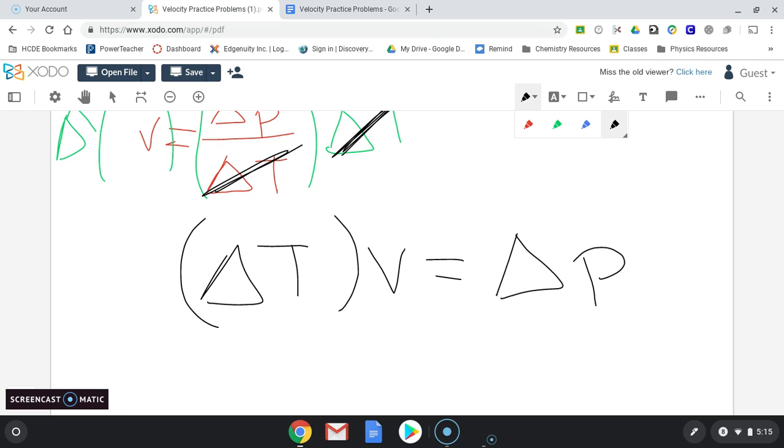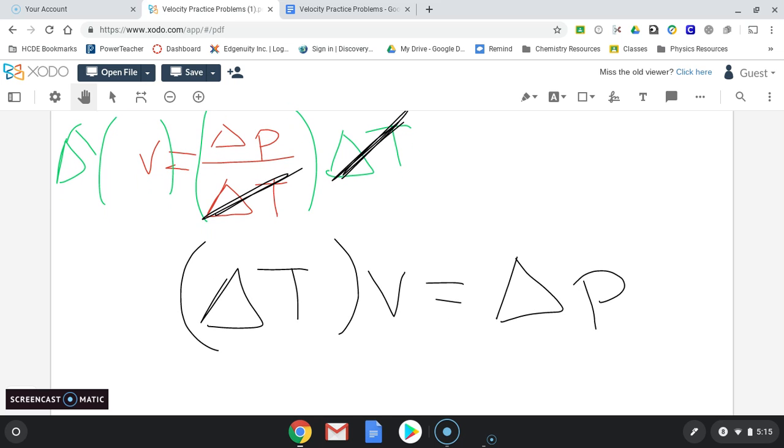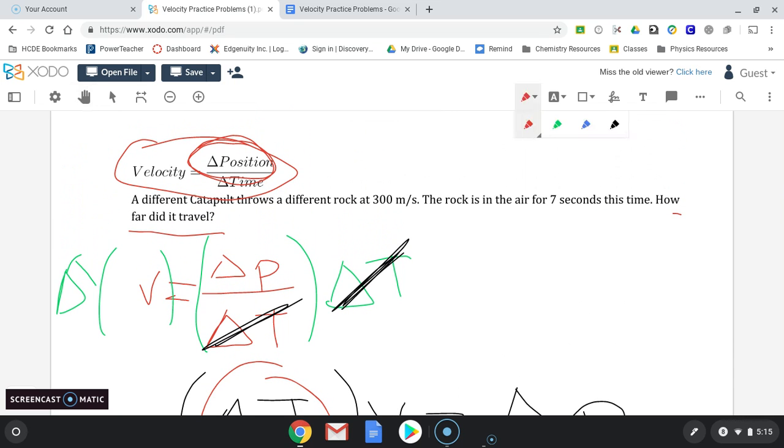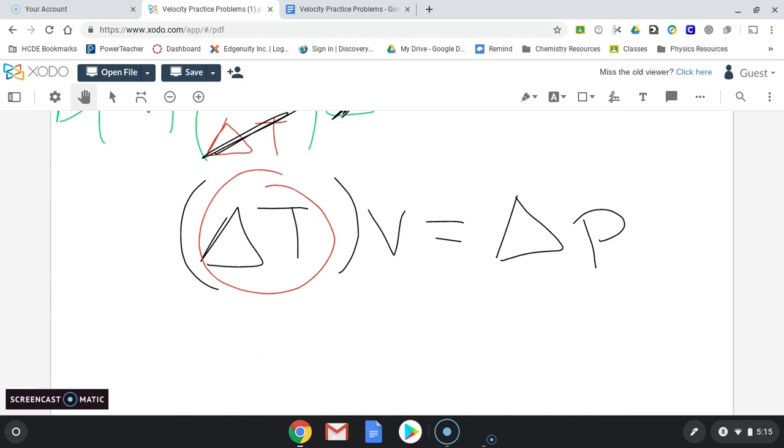And so what we need to do now is fill in this information from our question. Let's start with finding delta T. When we look at the question, delta T is going to be the only thing that has to do with time, in this case, 7 seconds. That's how much time went by while the rock was in the air. And so let's go ahead and plug in 7 seconds right here.